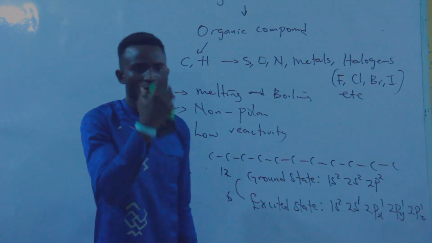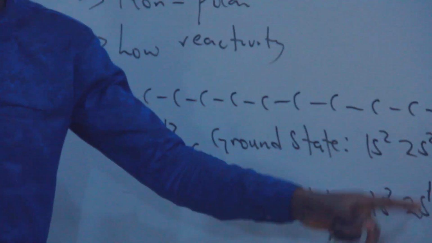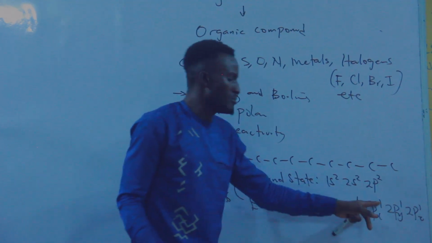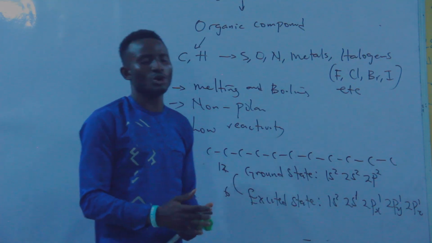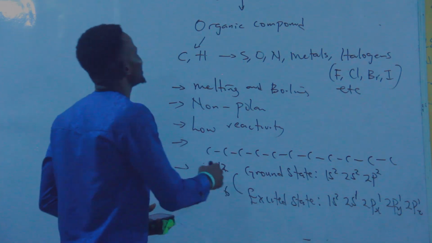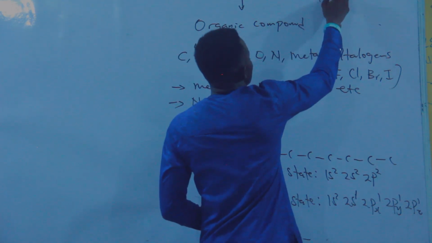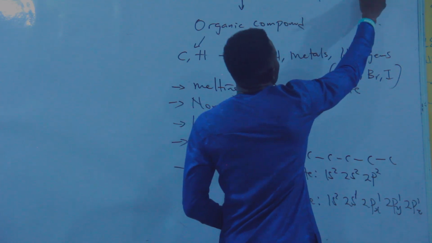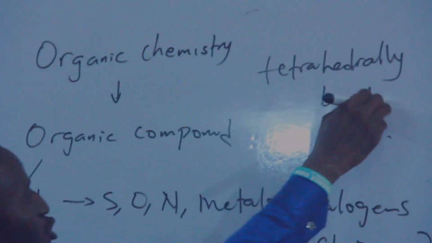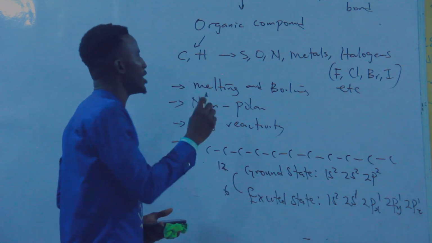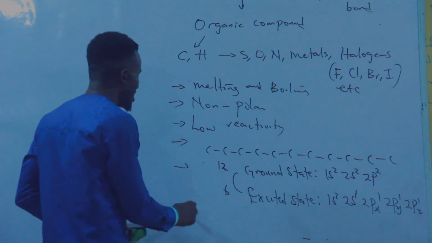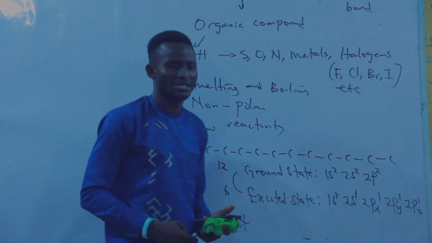So one atom will put its own electron here to complete these orbitals, another one adds its own here, another one adds its own here. That makes it complete. So organic compounds undergo tetrahedral bonding. What do I mean by tetrahedral bonding? It can bond with 4 different atoms. And another property is that the bonding system that occurs in organic compounds is covalent. So organic compounds undergo covalent bonding.